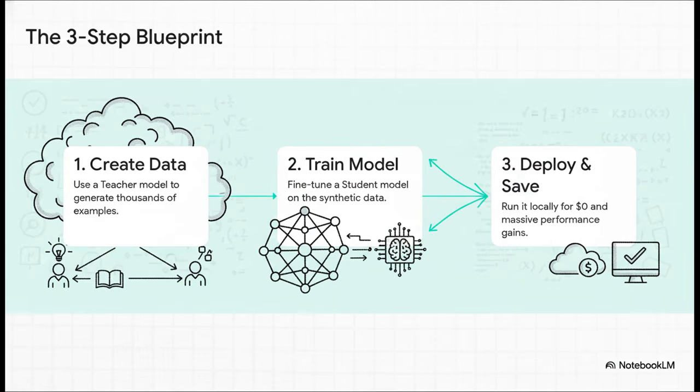So how do you actually do this? Well, it really boils down to a simple 3-step blueprint. First, we're going to create our specialized data set. Second, we use that data to train our student model. And third, we deploy it and just watch that API bill vanish. Let's walk through each one.